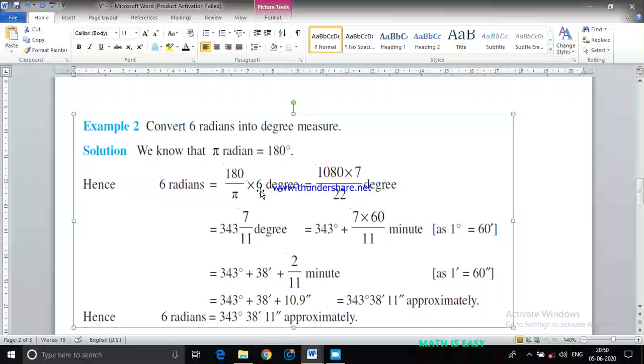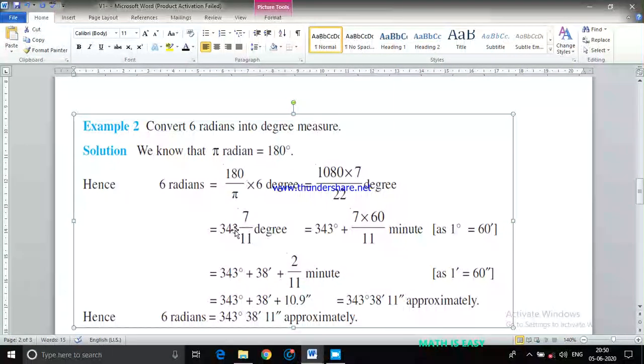Okay. Now this is equal to 6 into 180, which will be 1080. This pi value is 22 by 7, and since 22 by 7 is in the denominator, when I simplify, 7 goes to the numerator. So finally you will get 1080 into 7 upon 22. If I cancel 2 here, what you get is 540 upon 11 into 7.